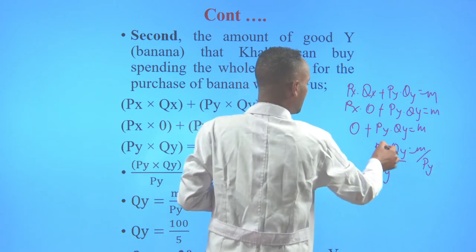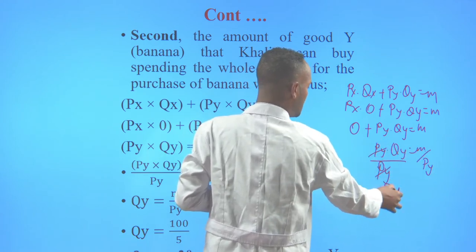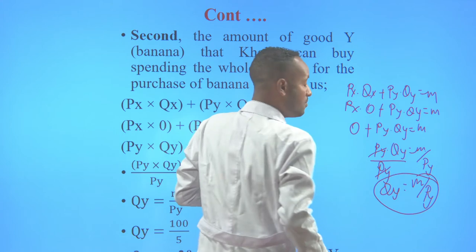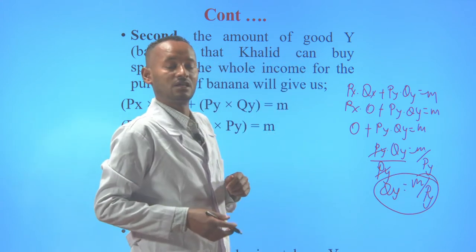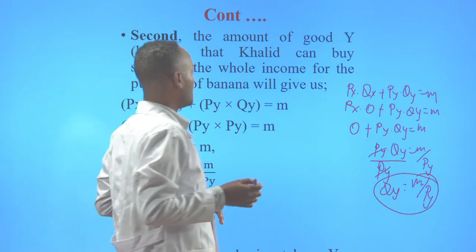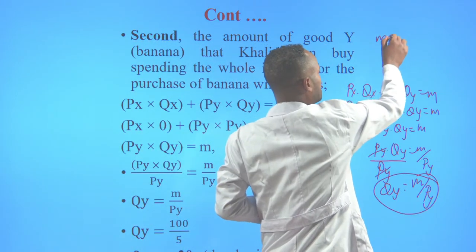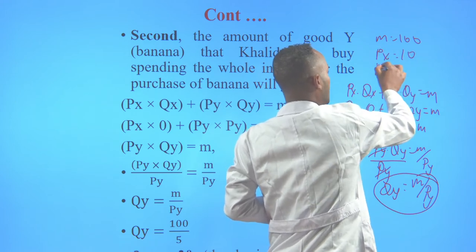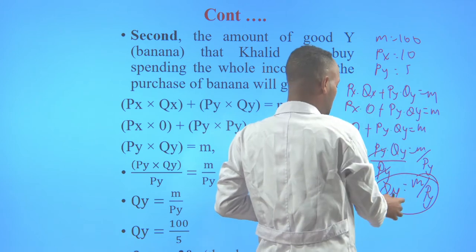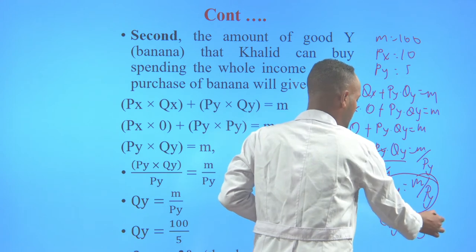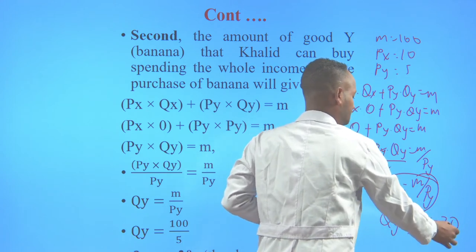When we divide both sides by the price of Y, we are left with the quantity of commodity Y, which is equal to income divided by the price of Y. This, the quantity of Y, M divided by price of Y, will give you the amount of commodity Y that a consumer can buy, spending the whole income for the purchase of good Y only. So from our example, income of a consumer is $100, the price of commodity X is $10, and the price of commodity Y is $5. Then the amount of commodity Y that he can buy will be 100 divided by the price of Y, which is $5. Then this is 20.